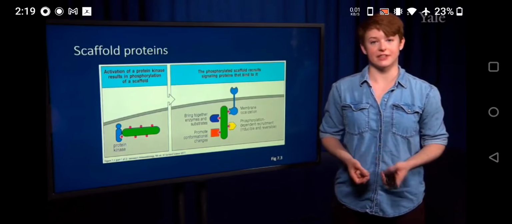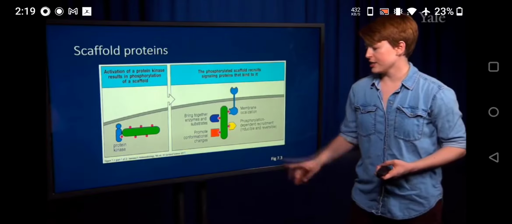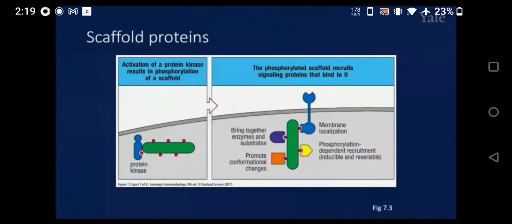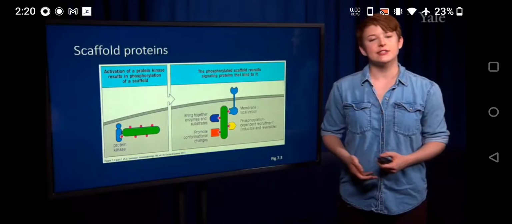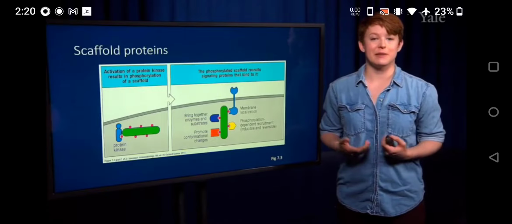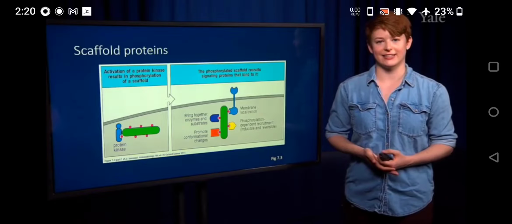You might get a membrane localization protein, so this helps bring the whole complex to a specific location. Then you can also bring together enzymes and substrates and promote conformational changes in these proteins. So scaffolds essentially form a backbone for these signaling components to come together.